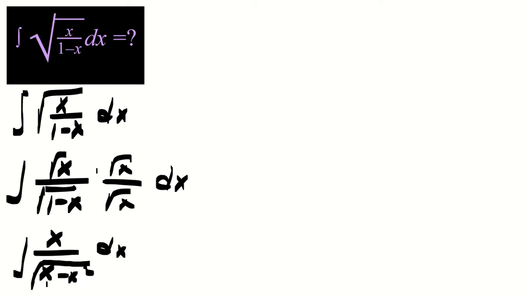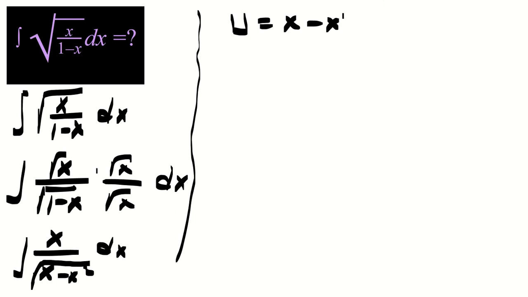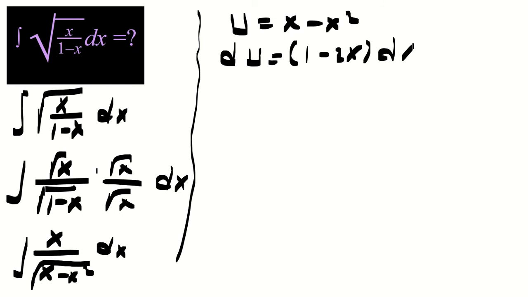At least there is a substitution technique we can apply this time. So at this point we can say u is equal to x minus x square. Then du is equal to the derivative of the right side, which will be 1 minus 2x dx. As you see here, there is x at least, but it's not only x, it's 1 minus 2x. There is no 1 minus 2x here.